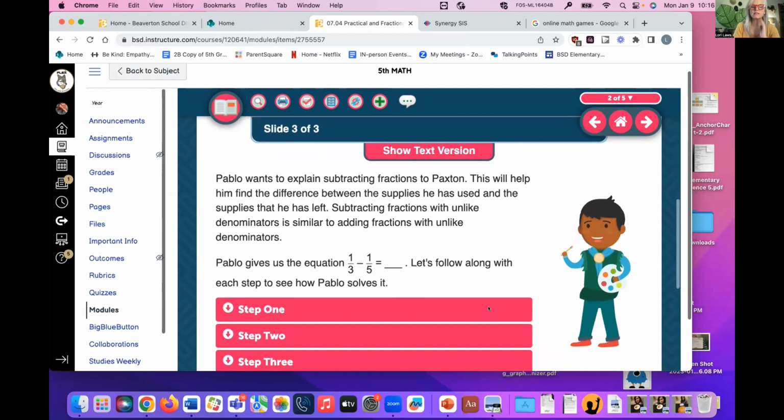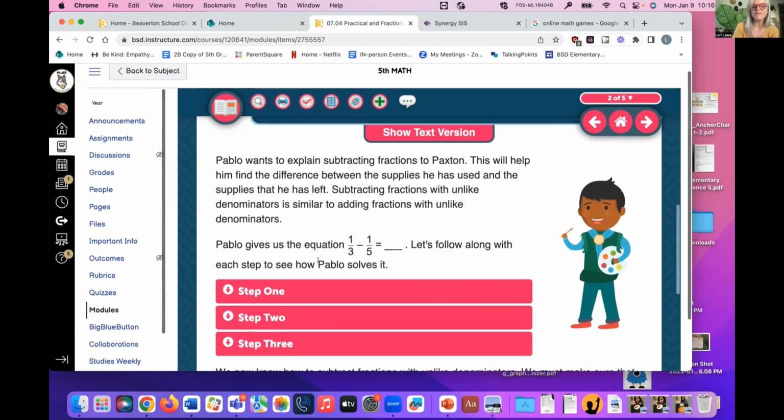All right, Pablo wants to explain subtracting fractions to Paxton. This will help him find the difference between the supplies he's used and the supplies he has left. Subtracting fractions with unlike denominators is like adding fractions with unlike denominators. You can't just sit there and say, well, 5 minus 3 is 2, so this comes out 1/2 or something. That would be crazy. We know that 1/3 of a cake and 1/5 of a cake are different. So this time I can't just double it, can I?